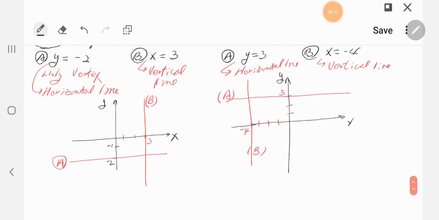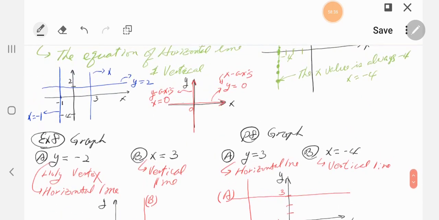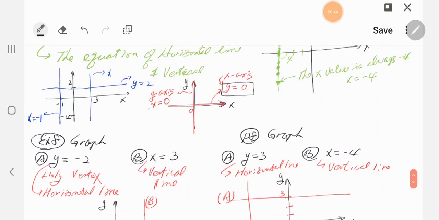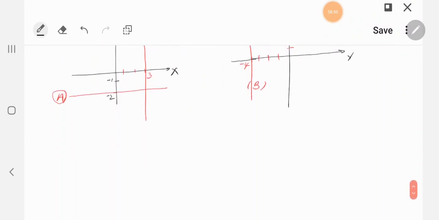So always be careful. The equation of the x-axis is y equals 0. Don't forget this, y equals 0. The equation of the y-axis is x equals 0.